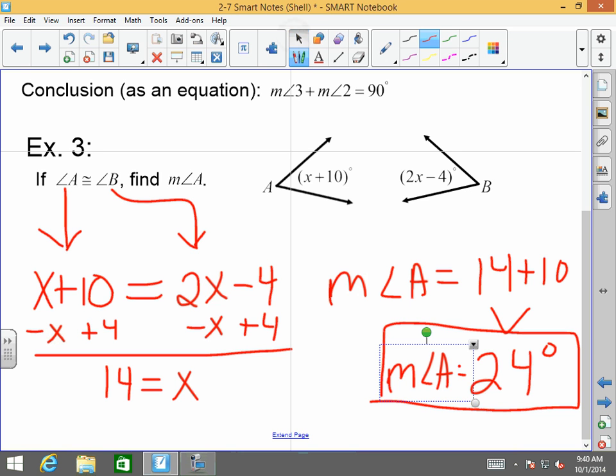Does that make sense, y'all? Pretty simple, right? Easy stuff. This is kind of like algebra. Well, not kind of. This is algebra, but just using a geometric sense.